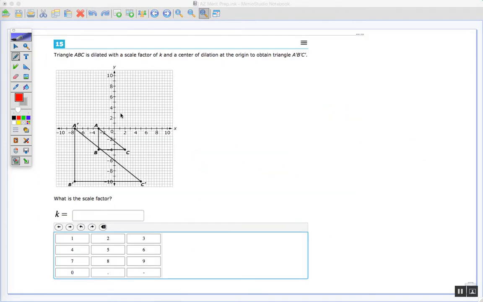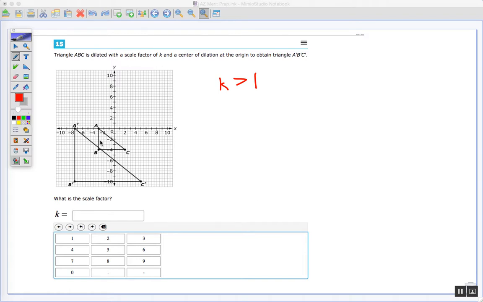All right, this question is asking us to identify the scale factor k that's going to be used to dilate this triangle ABC. The first thing you want to do is make certain that you know which is the preimage and which is the image. So which triangle did we start with? This says we started with triangle ABC. So we started with a smaller one and we ended up with a bigger one. So right away we know that our scale factor is going to be greater than 1.